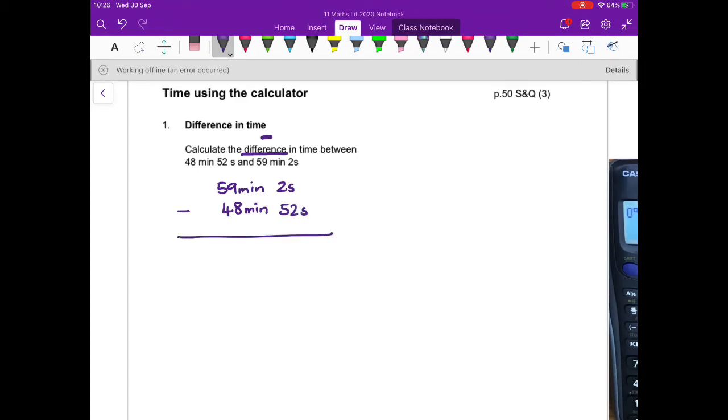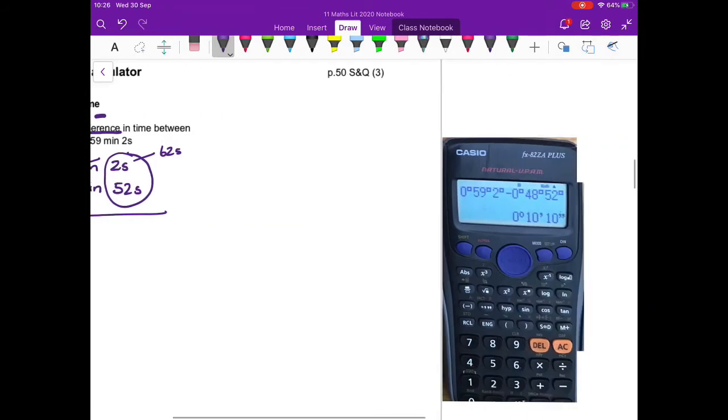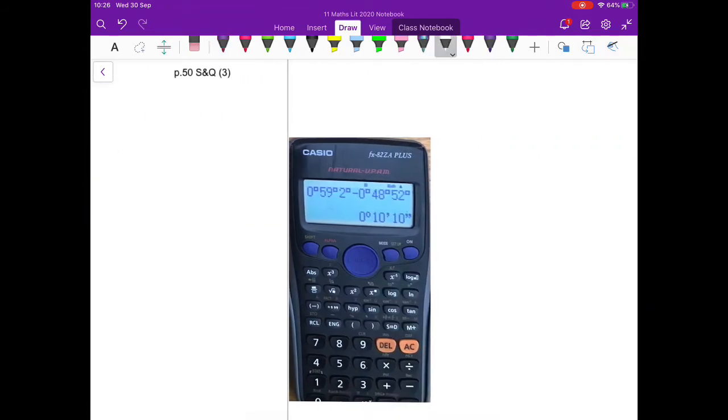Now the problem before was this here, so you would have to go and borrow 1 minute, and then 1 minute becomes 60 seconds, so the 2 seconds becomes 62 seconds, and then you would do your calculation. And sometimes this really confused you. So let's have a look what we do on the time button. First of all, it's all there for you.